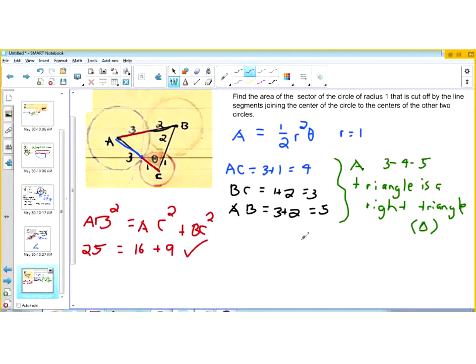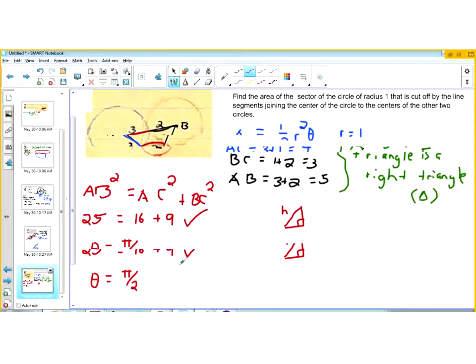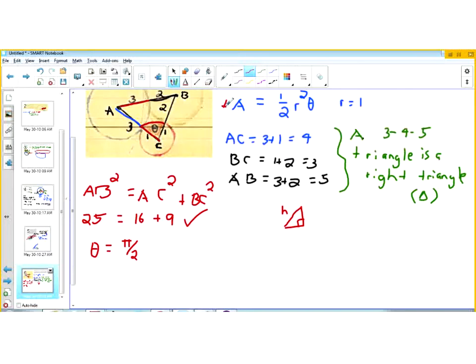So that means the angle opposite the longest side in a right triangle. In other words, remember, the angle opposite the longest side in a right triangle is 90 degrees. And the longest side in a right triangle is often called the hypotenuse. Okay, so in this case, AB is the hypotenuse. So that means that the measure of angle theta is 90 degrees because it's the angle opposite the hypotenuse. So theta is equal to 90 degrees, which is pi halves radians. Okay, and we need the radian measure so that we can go back and calculate our area right here.